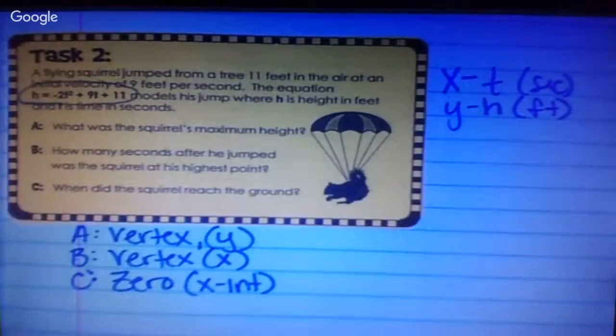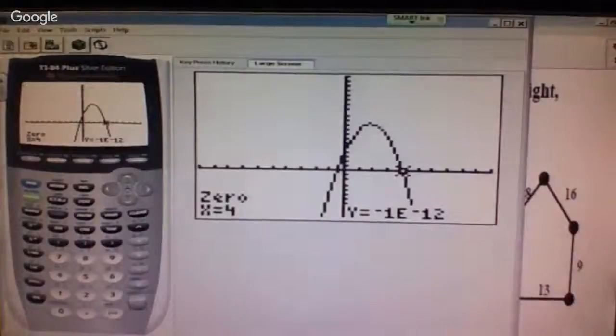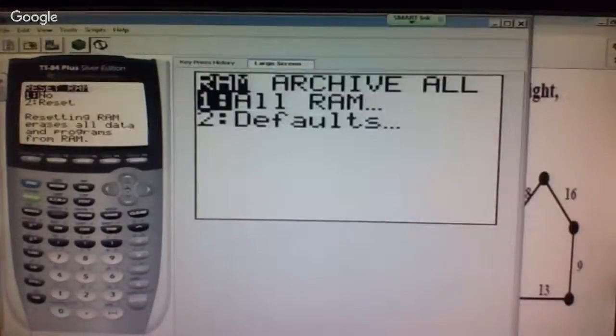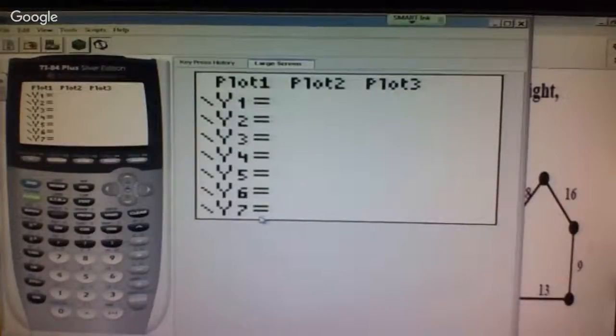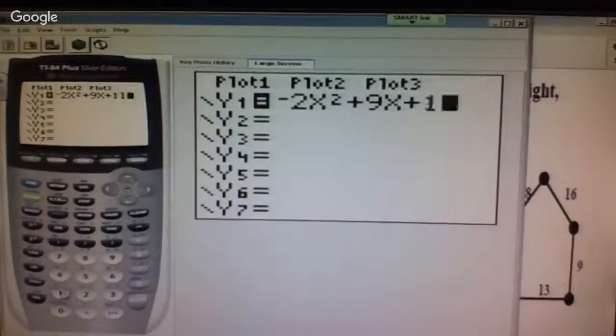Okay. All right. So let's plug this one in. Gives you a really high parabola. Remember, always clear it out. It makes your life easier. Now I'm plugging in negative 2x squared, plus 9x, plus 11.